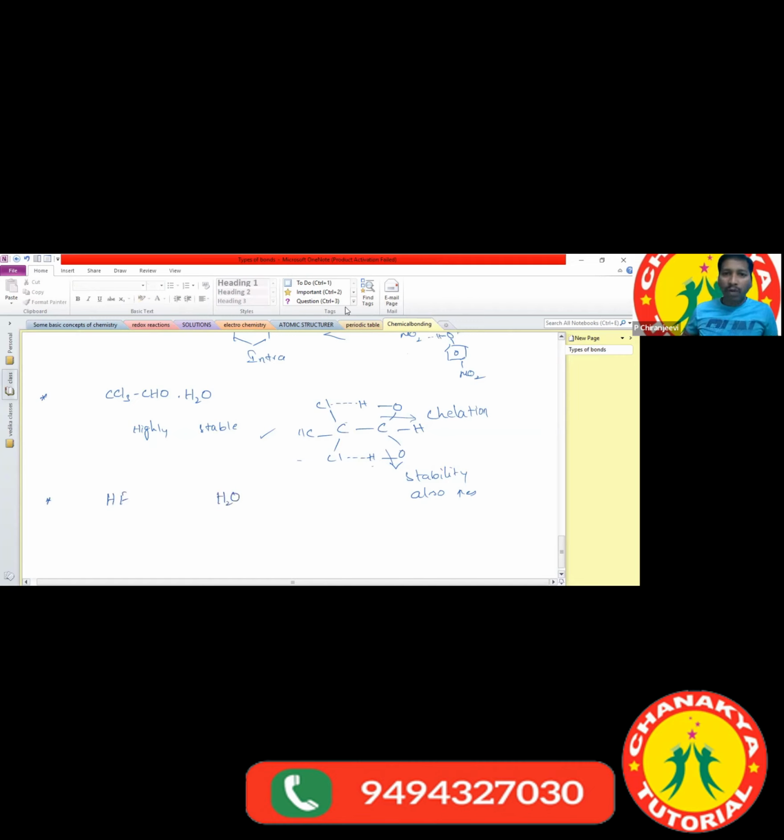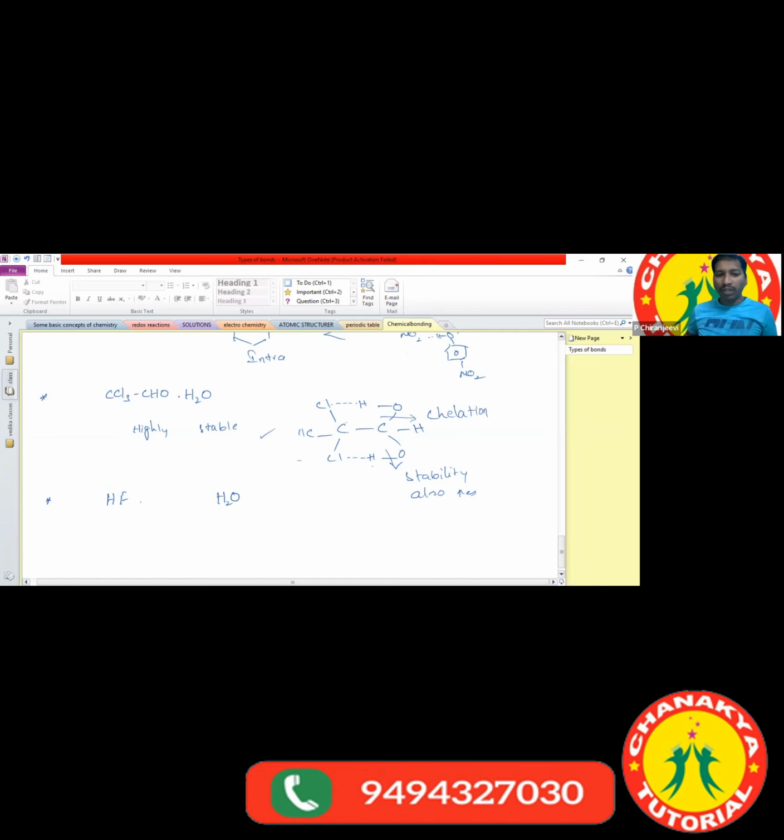Actually, as the electronegativity of the atom increases, the hydrogen bond strength also increases. Why does the hydrogen bond strength increase? Because of the strong intermolecular attractive forces, it has a strong hydrogen bond.